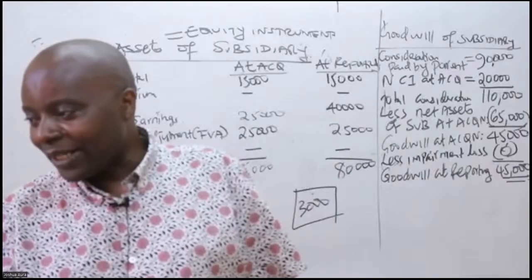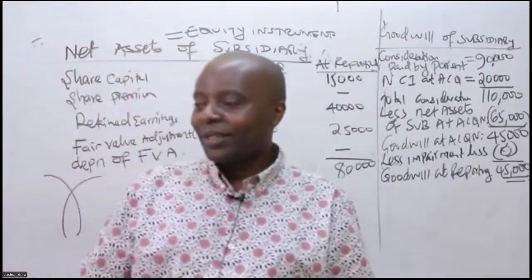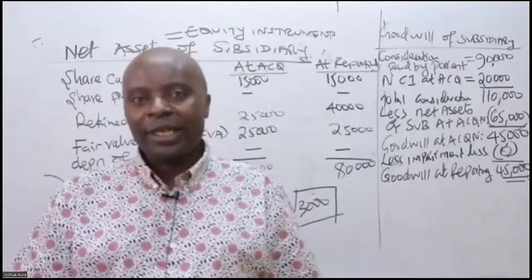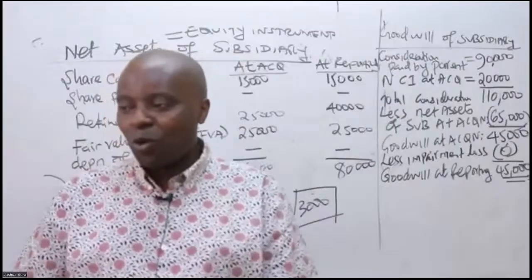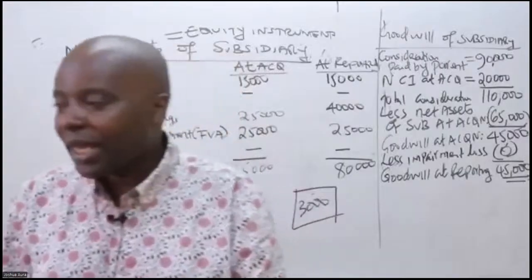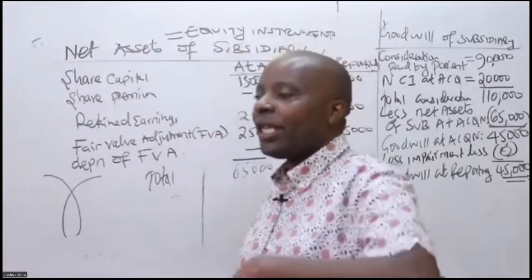Have they been able to write up to where we are? The question doesn't have any policy for impairment. The next question, which I'll be doing, has impairment. I'm just preparing you for the next question. Great. Now from there, we come and consolidate.